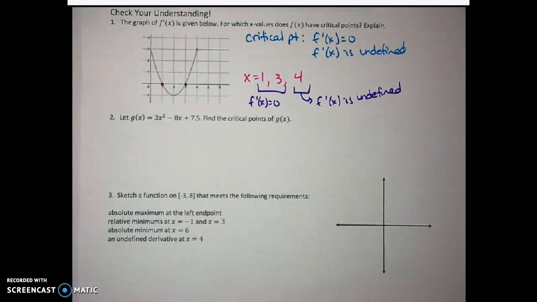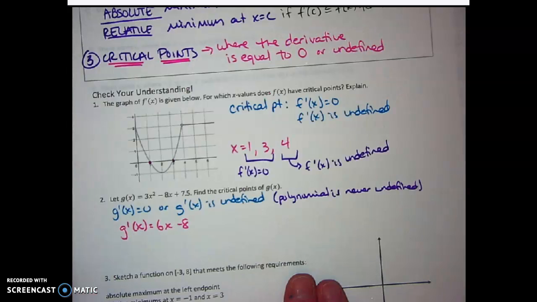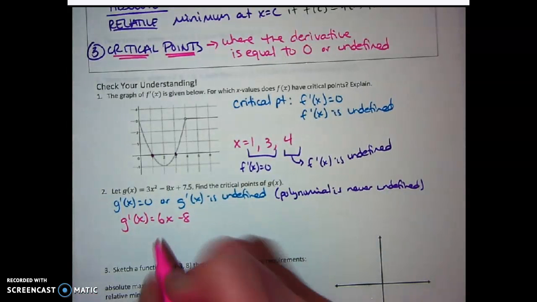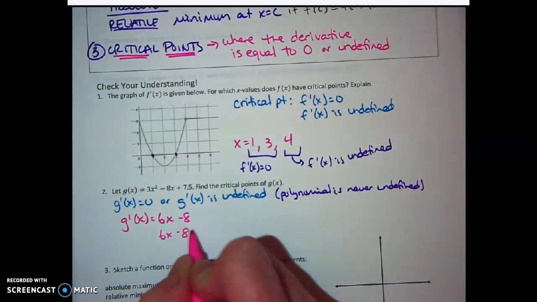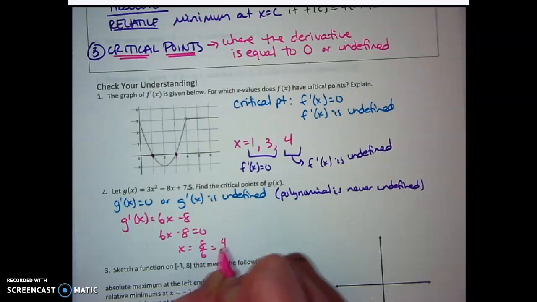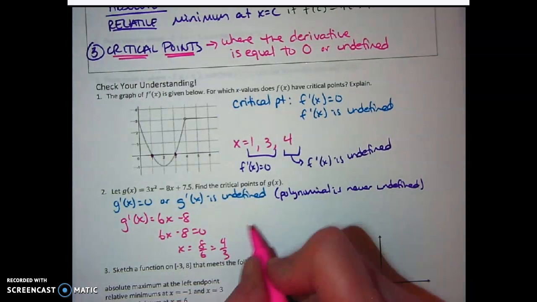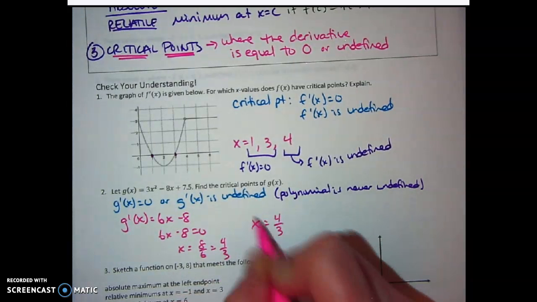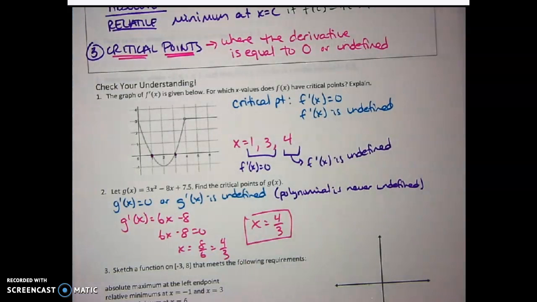Pause the video, please, and do that. We get the derivative is 6x minus 8, setting that equal to 0. When we solve that, we get that x is 4/3. So a critical value is going to occur when x equals 4/3.